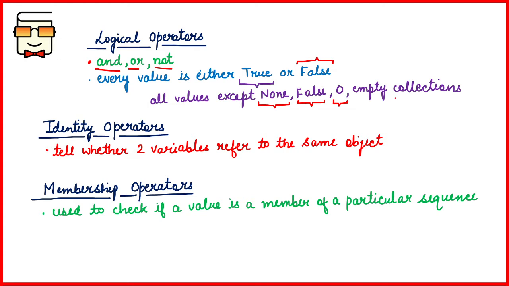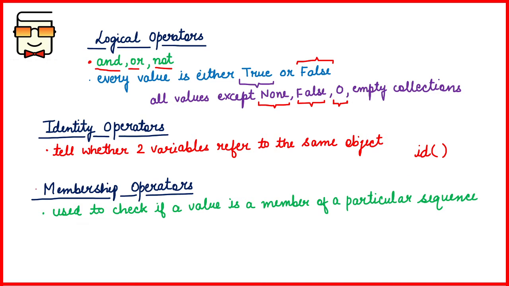Okay, now coming to identity operators. Identity operators basically deal with the id function that we had discussed in the previous videos. The id function basically tells where in the memory a particular variable is located, and whenever we compare two variables or objects using the identity operators, we are actually asking the Python shell if both these variables refer to the same object in memory or not. Okay, so we'll be studying these identity operators also in this video.